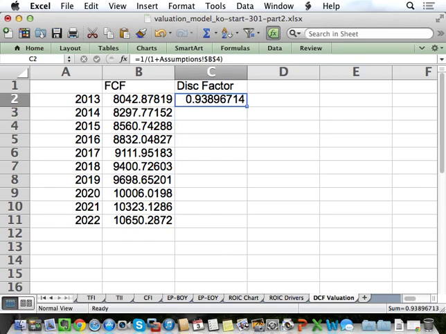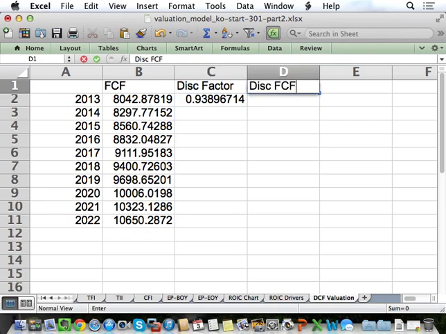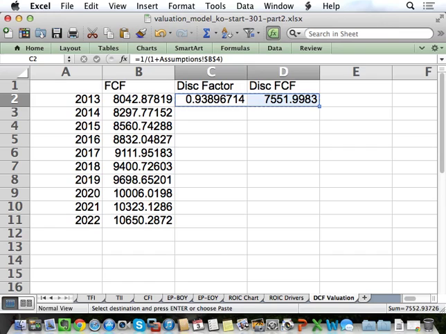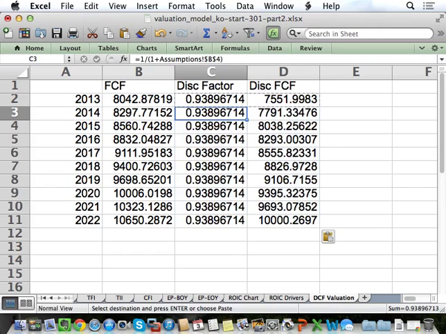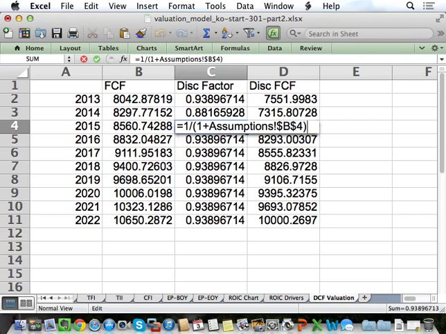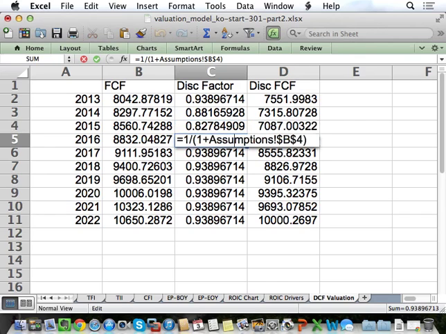Okay. So my discounted free cash flows are the free cash flows times the discount factors. So 8042 is worth approximately 7552 in present value. Okay. I'm going to do this for 10 years. Now the difference is I multiply by 1 divided by 1 plus r to the t, or to the n. So in the second year, I have to square the discount rate, so to the power of 2. In the third year, to the power of 3. Fourth year, power of 4.